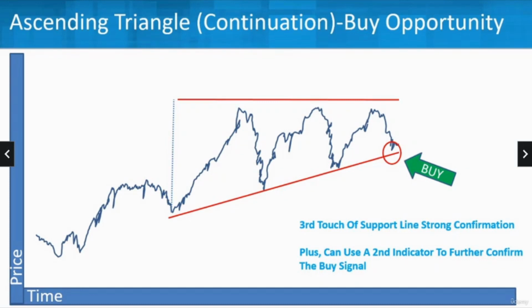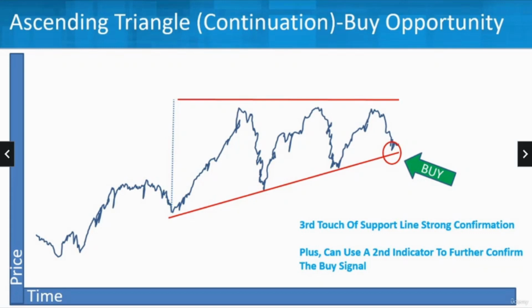In this case, you can see where we started at the far left, kind of where the dots are, and we got one, two, and then we look at the third one where it's approached, and once it makes that turn away at the third one, that's when we buy in, right? So that's a very strong confirmation. You can also use a second indicator to further confirm, with volume or a moving average or some other type of indicator to help you confirm as well.